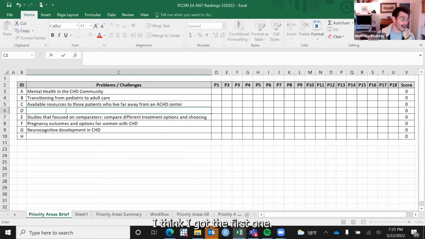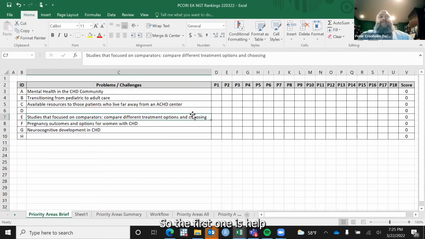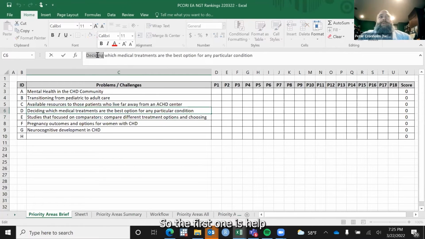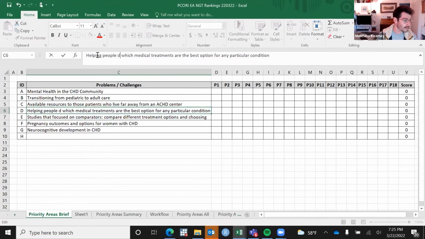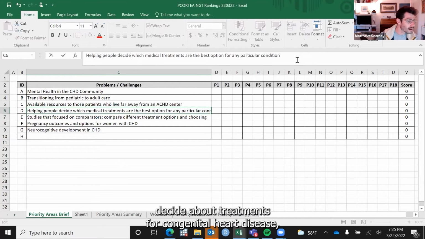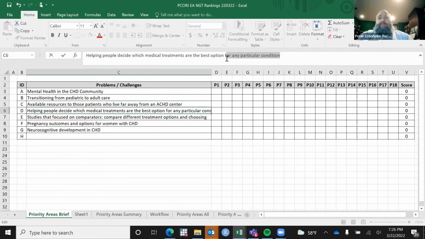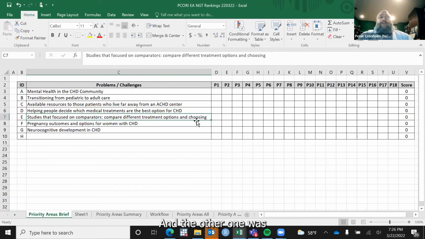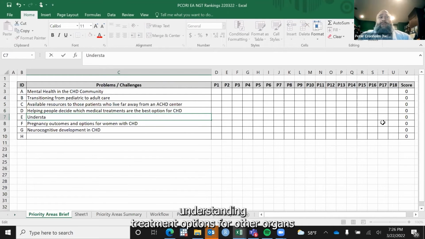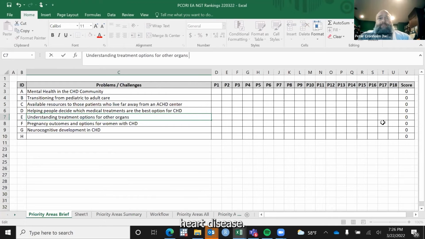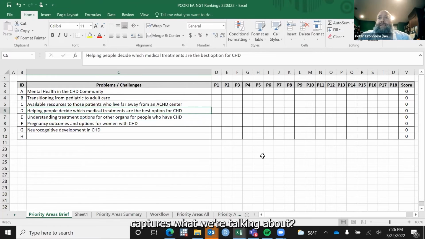I think I got the first one. The second one I may need help with. So the first one is: help decide about treatments for congenital heart disease specifically. Yep. And the other one was: understanding treatment options for other organs that may be affected among people who have congenital heart disease. Does that feel like it captures what we're talking about?